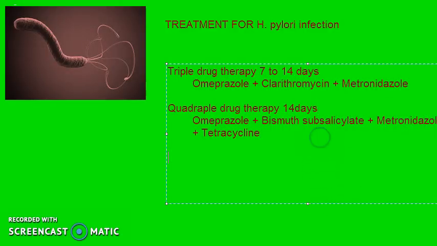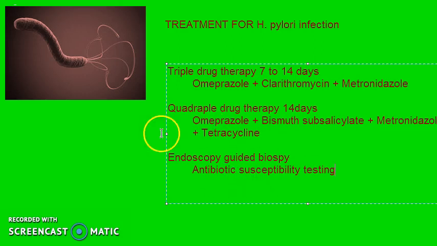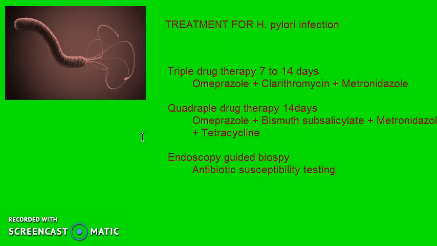Again, if there is failure, you will do an endoscopy guided biopsy, get the tissue, and then you will do an antibiotic susceptibility testing to know which drug might work. Is this much clear? Okay, good.